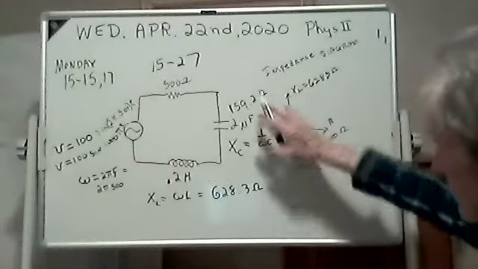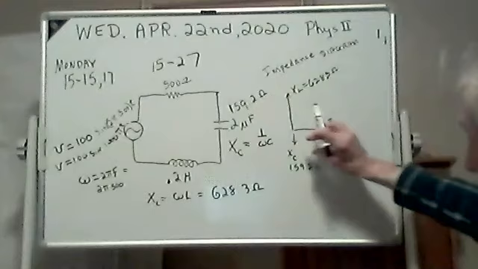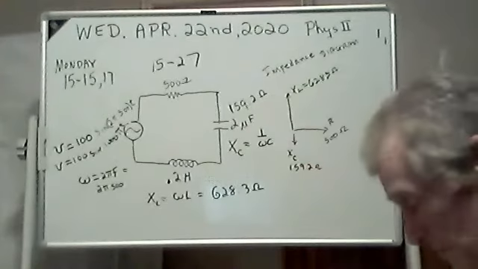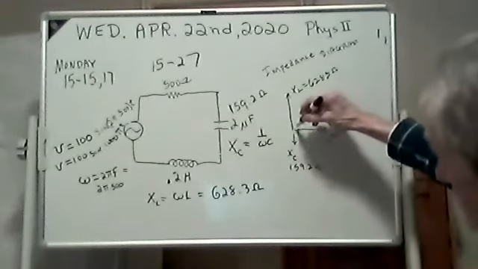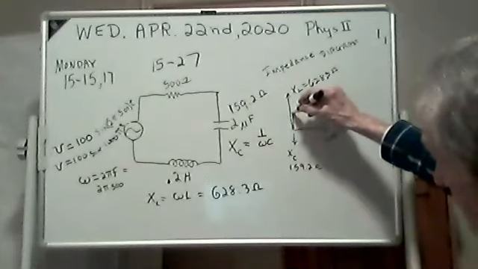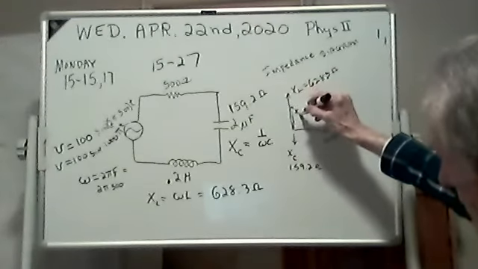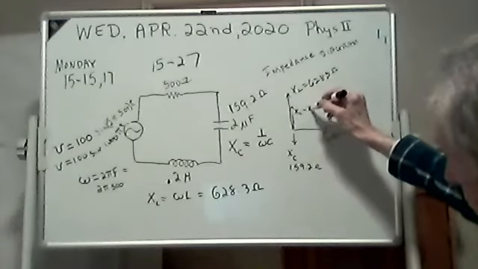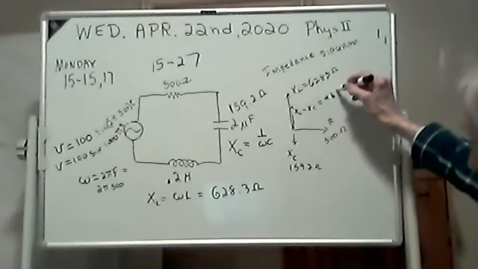And what we're going to do is notice that these subtract. They're out of phase exactly 180 degrees. So when you subtract, 628.3 minus 159.2, I'm getting 469.1. You'll get your XL minus your XC, which is 469.1 ohms.